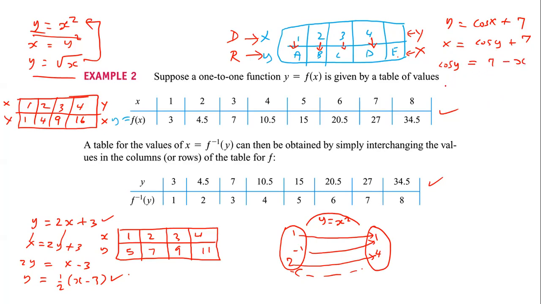And then we do what? Cosine inverse of cosine y equal to cosine inverse of 7 minus x. Cosine inverse, right? We multiply by cosine inverse. So cosine inverse of cosine will give me y, right? Equal to cosine inverse of 7 minus x, right? So this is the inverse of it. Clear? Yes, doctor. Very good.